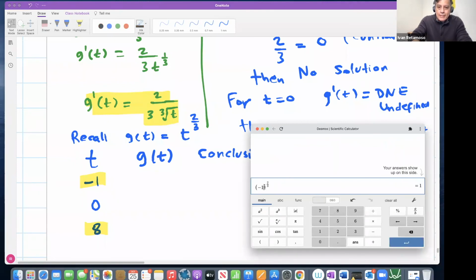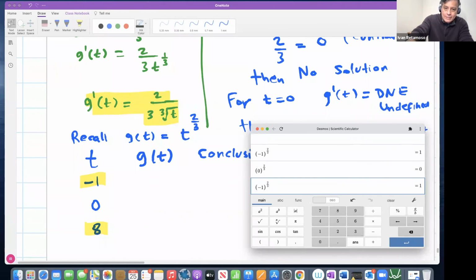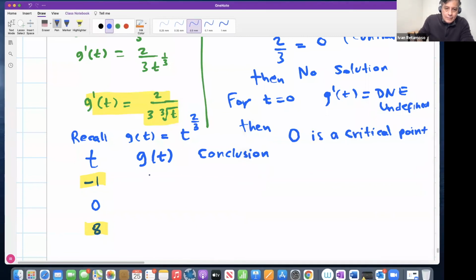At 0, clearly this will be just 0, because any positive exponent on 0 gives us 0. Great. So now, finally, at 8, I'm just changing the input values just to work efficiently. 8 raised to 2/3 is the cube root of 8 squared, which is 4. So 1, 0, and 4, these are our output values. Let's write it down. 1, 0, and 4.